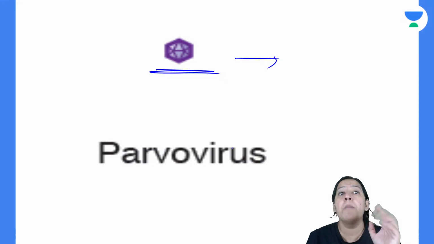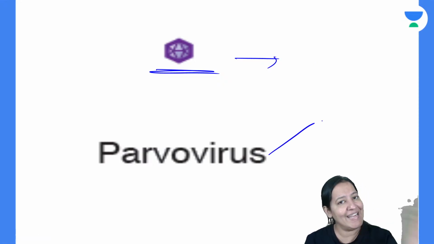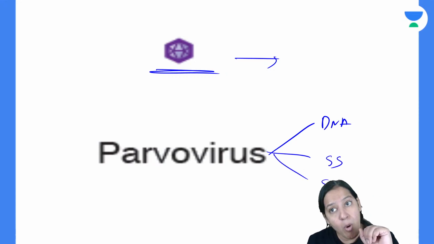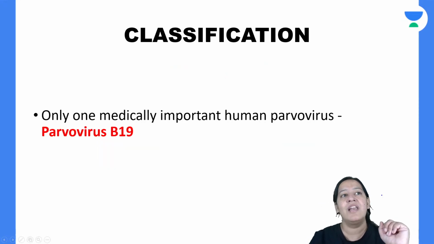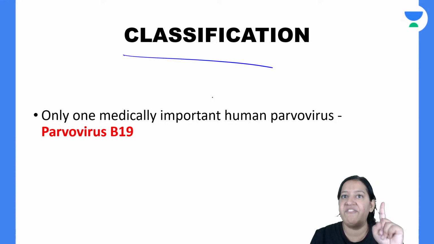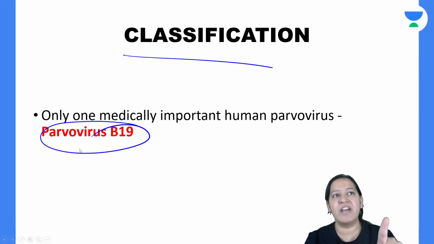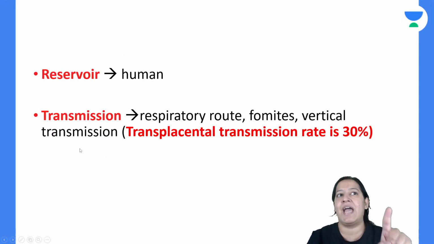Again, a PYQ. Parvo पे क्या क्या क्वेश्चन आते हैं? Is it a DNA or RNA? Of course, it is a DNA virus. Is it single-stranded or double-stranded? It is a single-stranded DNA virus. It is the smallest virus, smallest DNA virus also, smallest overall virus also. Let me tell you, parvovirus is a family. इसमें एक ही virus आता है, parvovirus B19. This family has only one important virus, that is parvovirus B19.